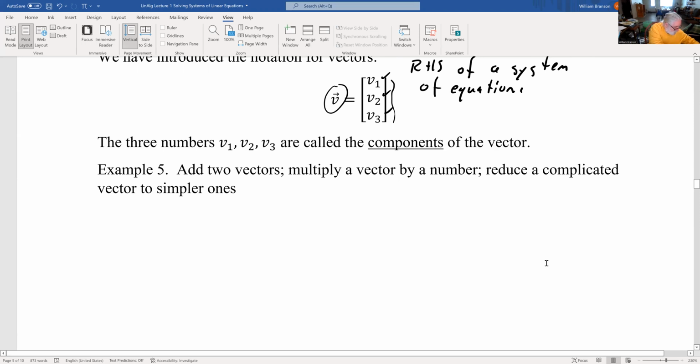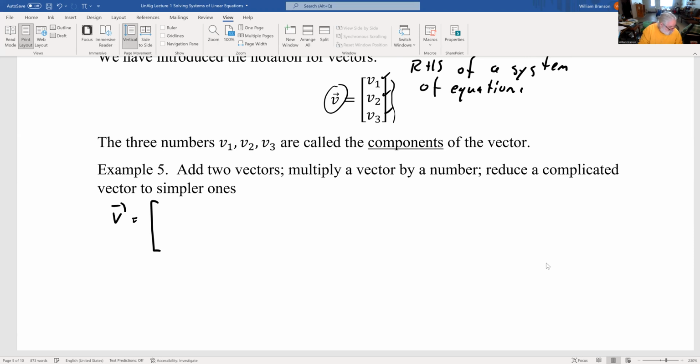So in particular, suppose we take a vector v to be the vector 1, 3, minus 5. So that's a nice column vector. And we'll take a vector w, these are supposed to be arrows, equals, say, minus 1, 0, 4.